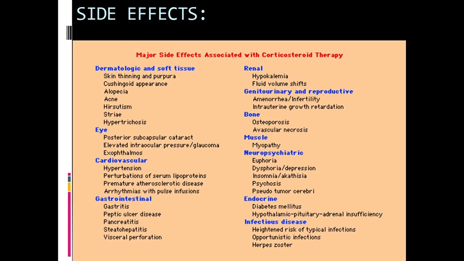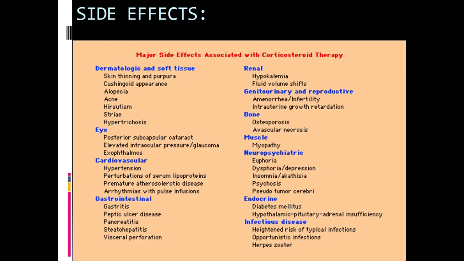In the bone system, osteoporosis and avascular necrosis can happen with the use of glucocorticoids. Muscle: glucocorticoids can lead to myopathy. And neuropsychiatric effects can include euphoria, dysphoria, depression, insomnia, akathisia. Then psychosis and pseudotumor cerebri can happen due to corticosteroid use.